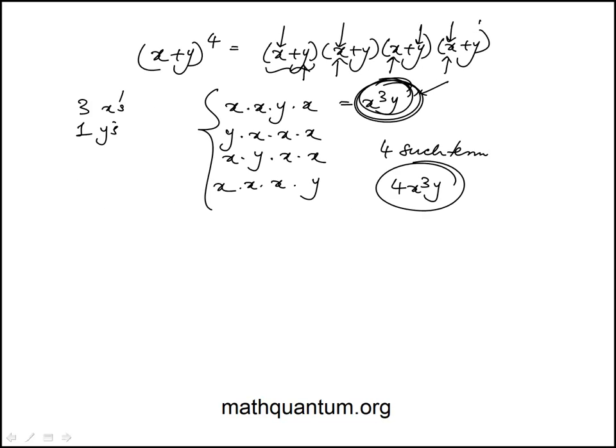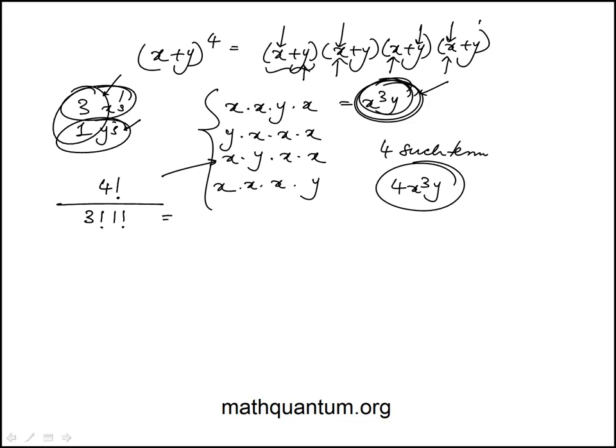Now, how do we generalize from this? Well, this problem of arranging 3 x's and 1 y is basically we have 3 identical letters and 1 other. In this case, the number of such arrangements would be 4 factorial, which is the total number, divided by the numbers of each kind. And this is the same as 4C1.